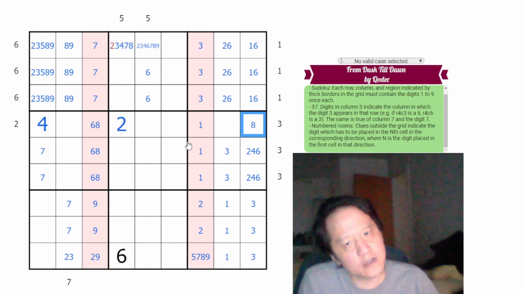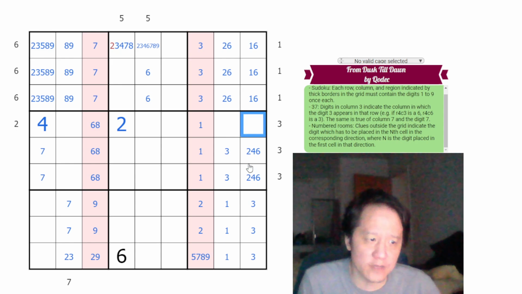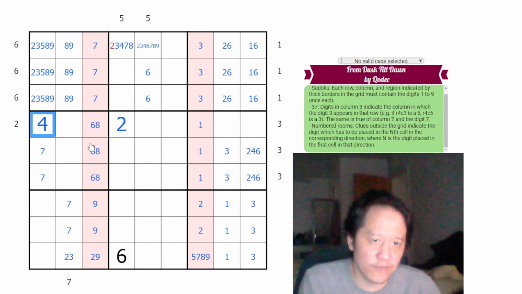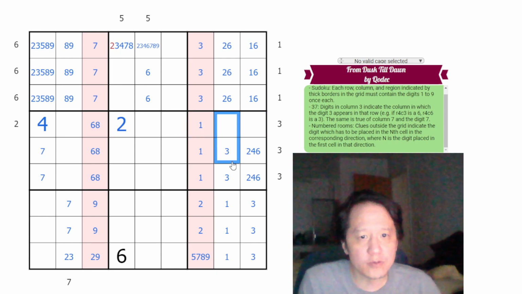If this was 8. Okay, so this can't be 2, 4, or 6 then, if that's the case. Right? So if this is 4, this is 2. It can't be 2 here. It can't be 4 here. So it can't be 6 because it can't be that way. So the 3 is not there. So 3 cannot be in any of these spots. The 3 would have to be here.